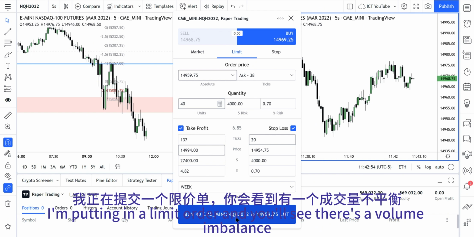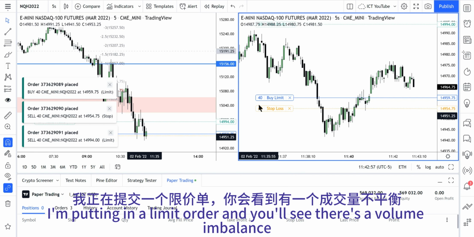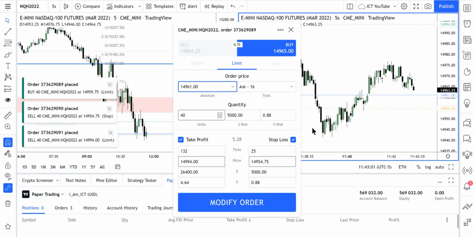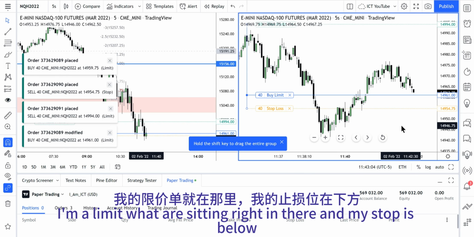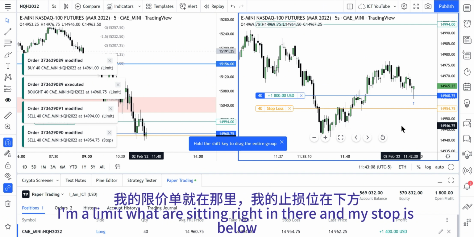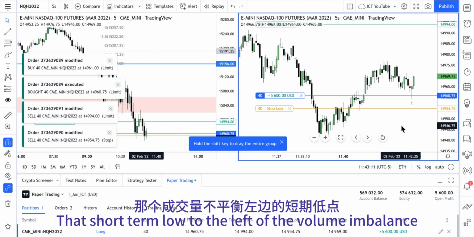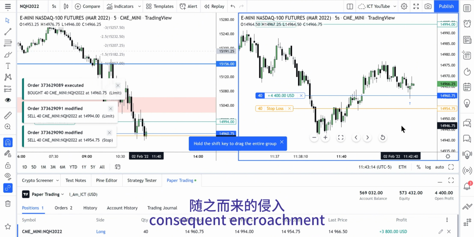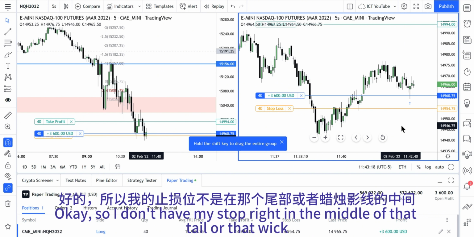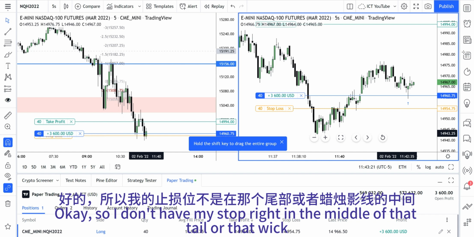So I'm putting in a limit order, and you'll see there's a volume imbalance. I have a limit order sitting right in there, and my stop is below that short-term low to the left of the volume imbalance, consequent encroachment. Okay, so I don't have my stop right in the middle of that tail or that wick.